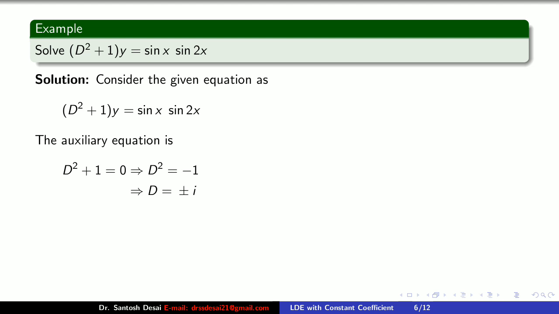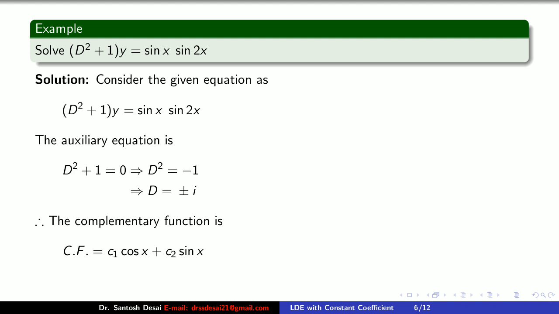So the roots are imaginary, and again we know that if the roots are imaginary, if m1 is equal to alpha plus i beta and m2 is equal to alpha minus i beta, then the complementary function CF is equal to e raised to alpha x into C1 cos beta x plus C2 sin beta x. So here alpha is equal to 0 and beta is equal to 1. So therefore we get CF is equal to C1 cos x plus C2 sin x. I hope it is clear.